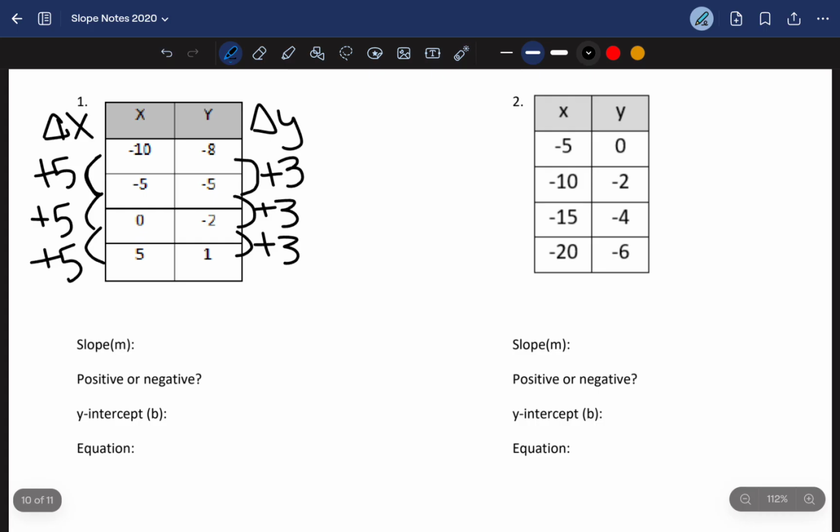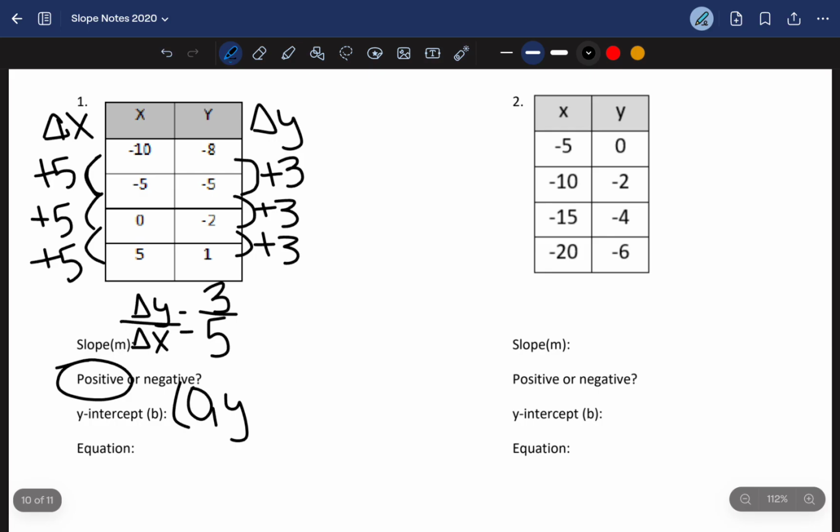So remember, slope is your change in y over change in x. So we have to write it that way every single time. So our y values, the pattern was we changed by 3. And then the x values we changed by 5. So our slope is 3/5. Now that number, is it positive or negative? Well, it's positive.